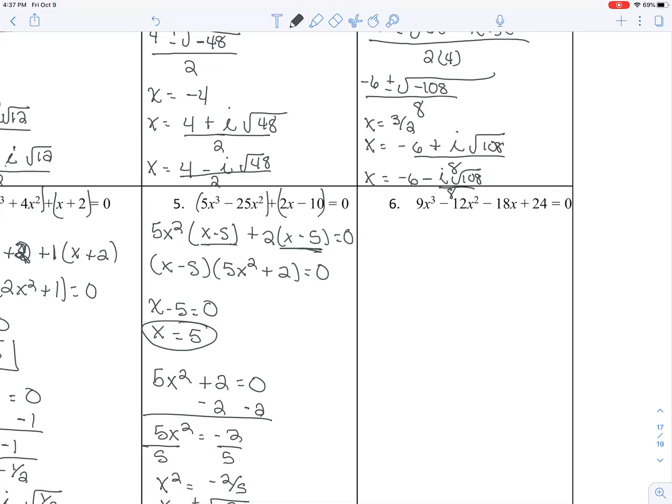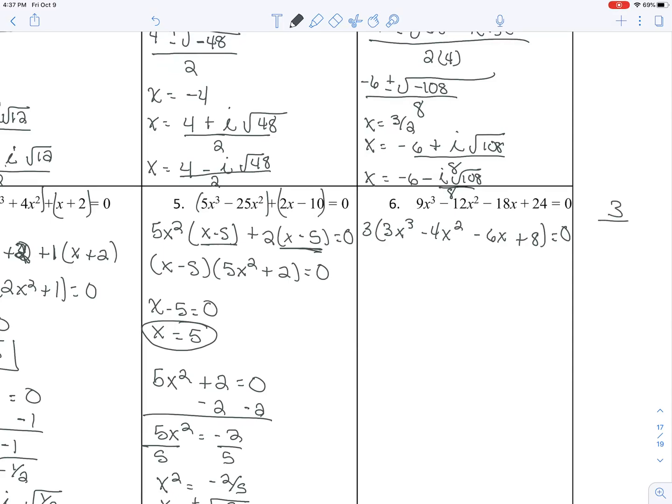All right, last one. Why don't you pause the video and you could try this one. I think actually in this one we could factor out a 3. I don't think it's going to matter, but you know, we could factor out the GCF of 3. So let's just do that to be consistent. So we factor out this 3. We get 3x cubed minus 4x squared minus 6x plus 8 equals 0.